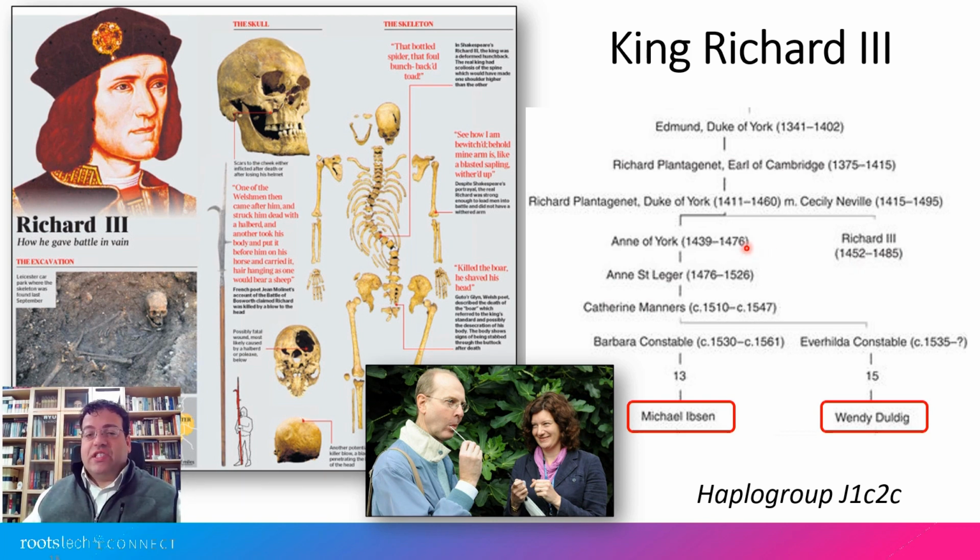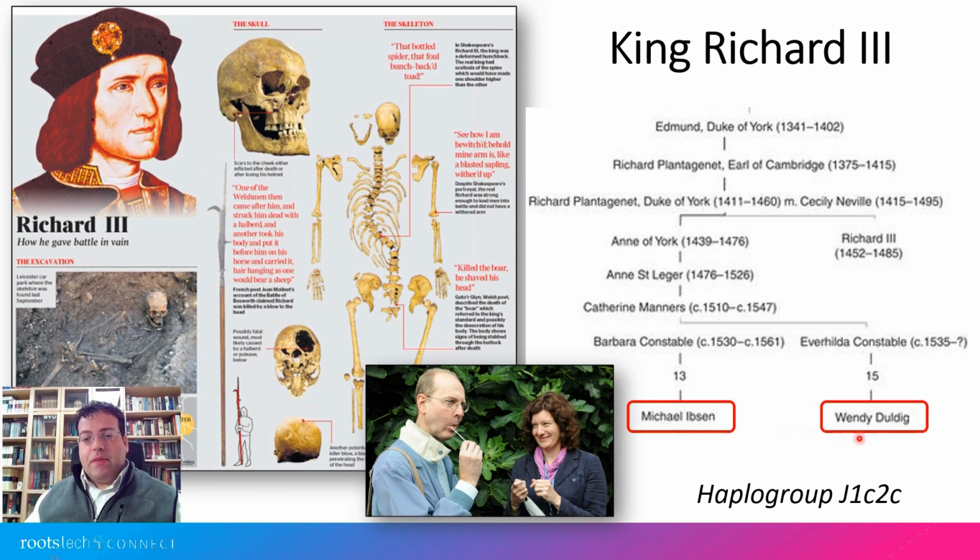But what we have is a sister, Anne of York, of King Richard, and she has descendants, including direct female lines, all the way to the present day. And so two individuals were found. They were separated by several generations, 13, 15 generations, removed from Anne of York.